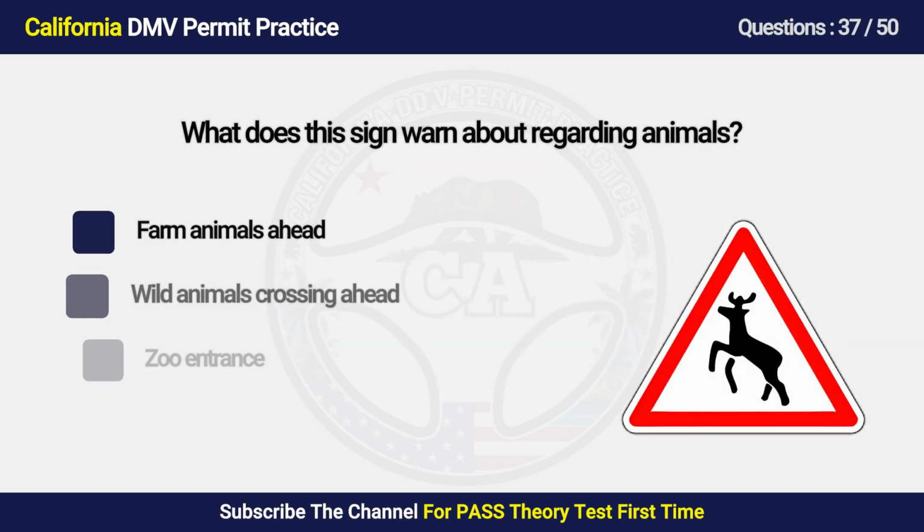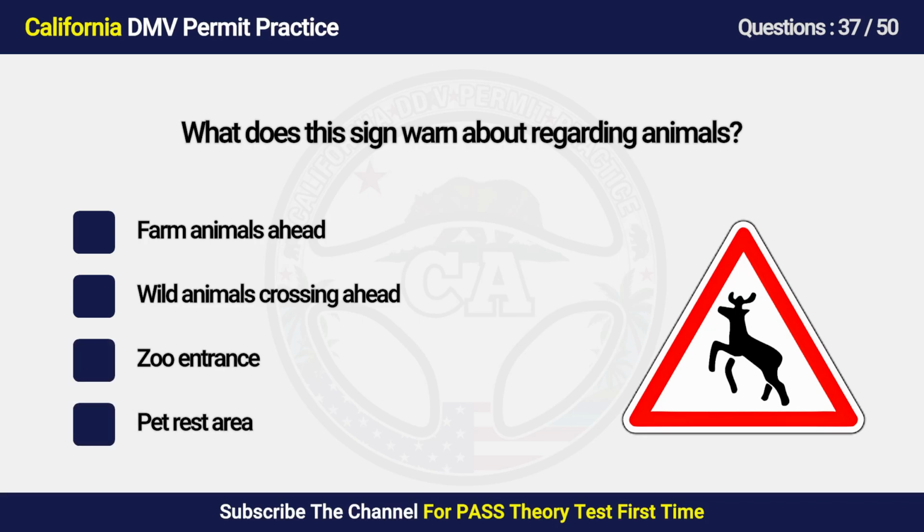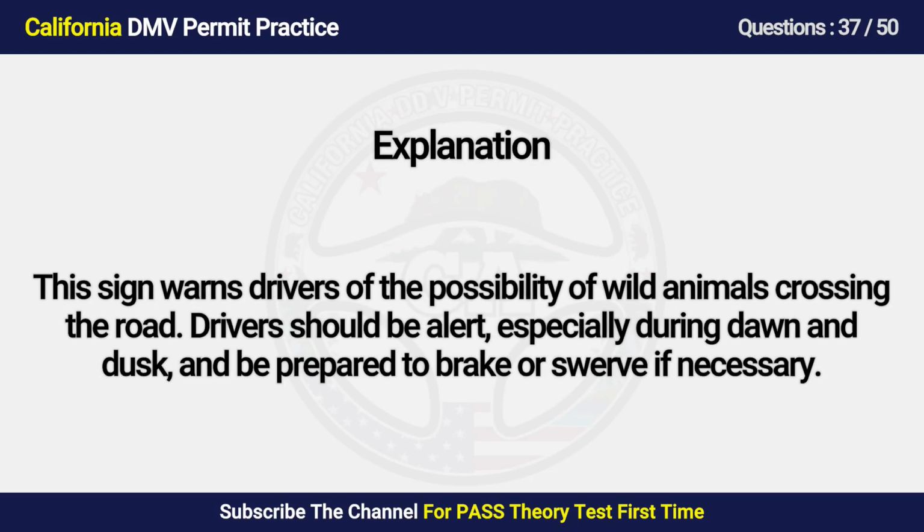Question 37. What does this sign warn about regarding animals? A, farm animals ahead. B, wild animals crossing ahead. C, zoo entrance. D, pet rest area. Answer is B, wild animals crossing ahead. This sign warns drivers of the possibility of wild animals crossing the road. Drivers should be alert, especially during dawn and dusk, and be prepared to brake or swerve if necessary.